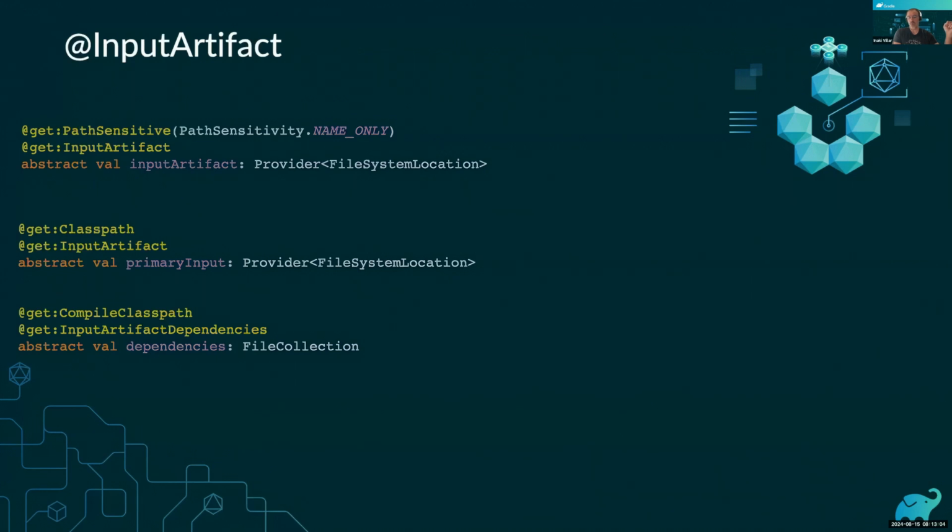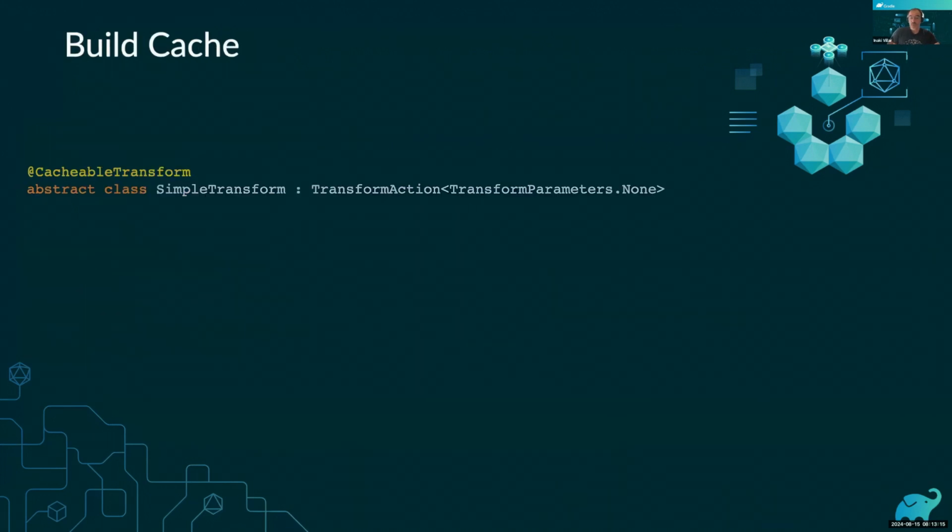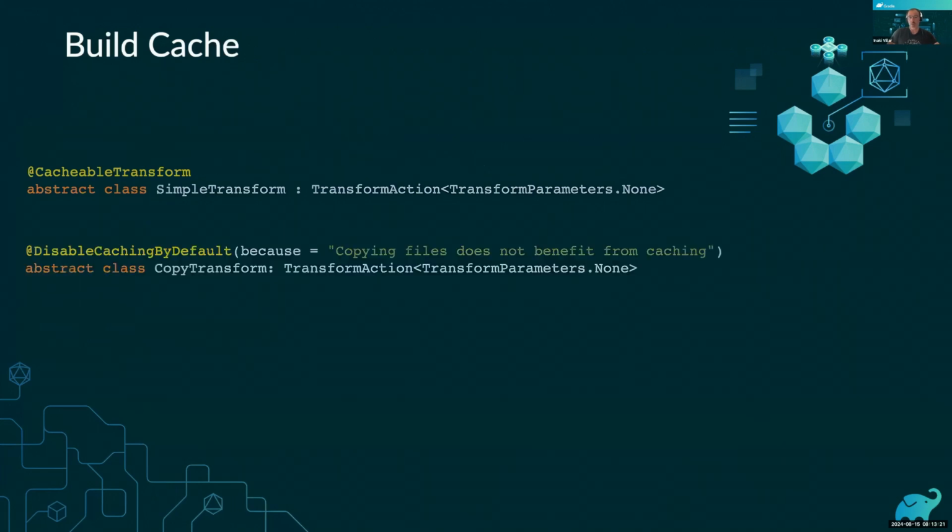When your transform runs, Gradle will inject the transitive dependencies into that file collection. Artifact transforms, as Nelson mentioned, can be cacheable. We can mark them with the annotation CacheableTransform, or on the other hand, we can disable the cacheability by specifying the annotation DisableCachingByDefault.